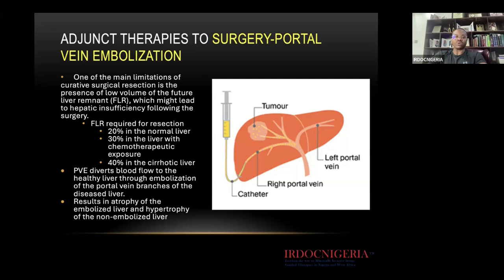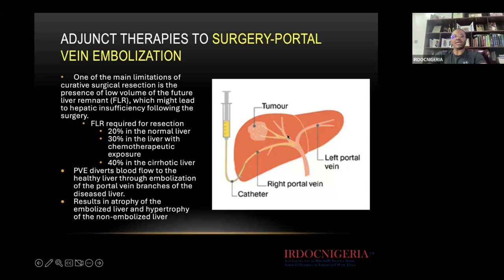We can do something called a portal vein embolization, which is a procedure where we divert flow away from the lobe where the tumor is and towards the healthy lobe, such as in this case. This is a patient with a tumor in the right hepatic lobe where we've gone transhepatic into the portal vein and embolized the portal vein on that side of the liver.